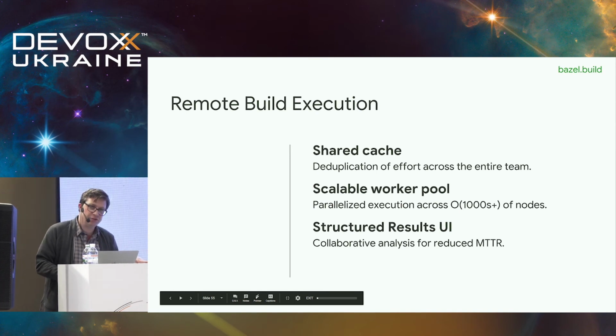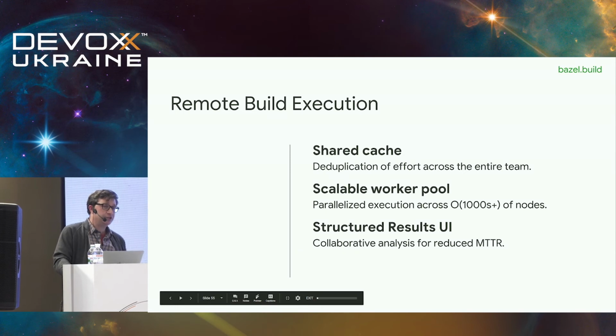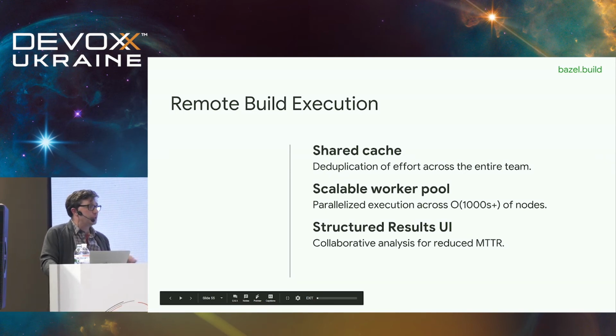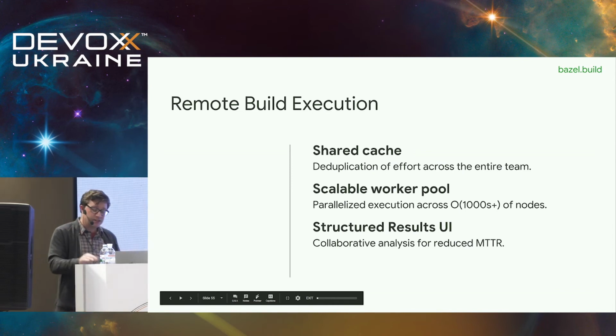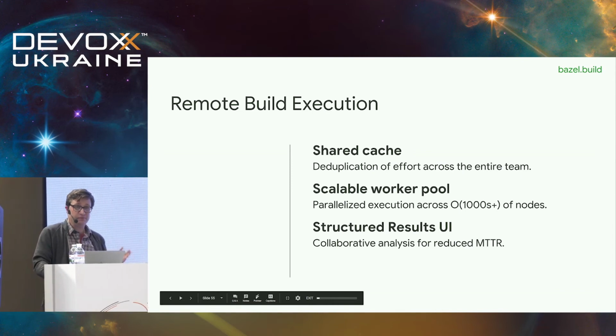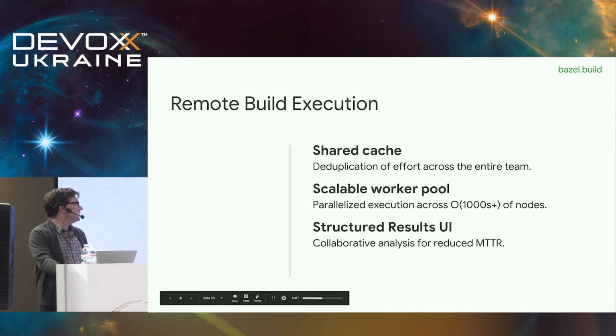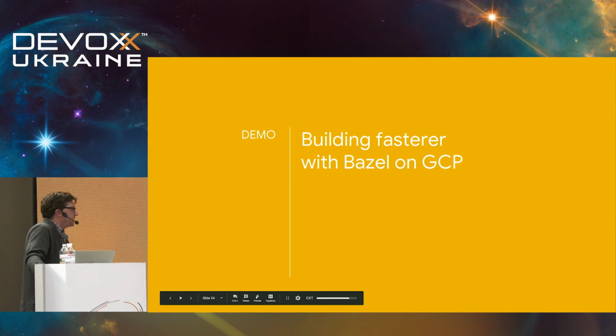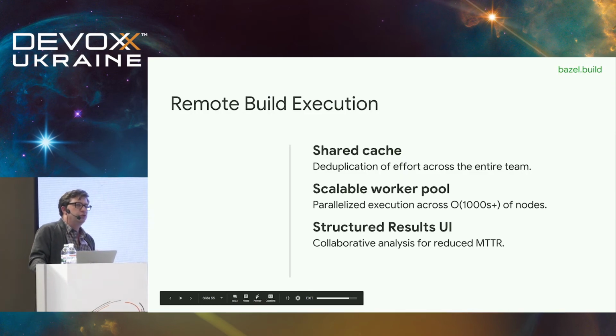So what I just showed you was using Bazel with a shared cache to eliminate rework, and a scalable worker pool to distribute new work across 600 workers. It's a lot. And this is actually one of my favorite features. I hopefully can get you a screenshot at least. A structured result UI.